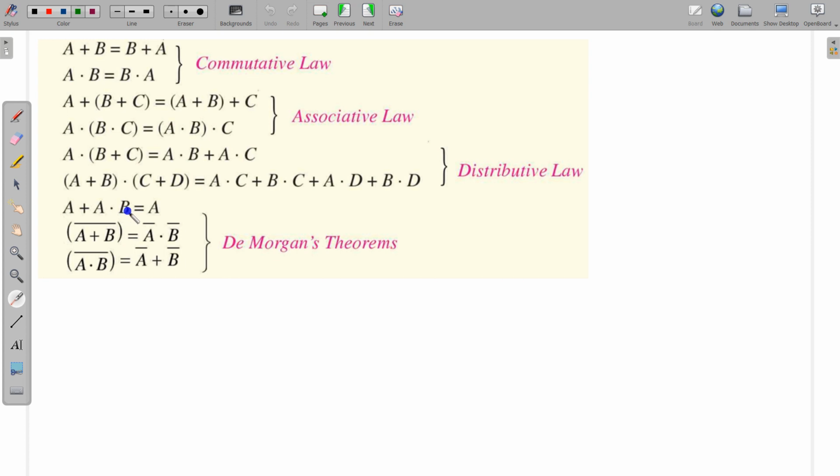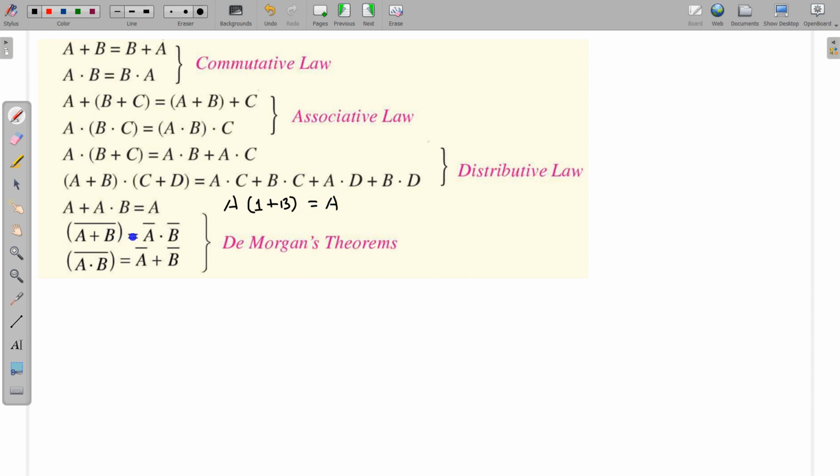A plus AB is equal to A. It can be written like this: A into (1 plus B), and this 1 plus B is obviously 1. So this is A into 1, and A and 1 will give us A.